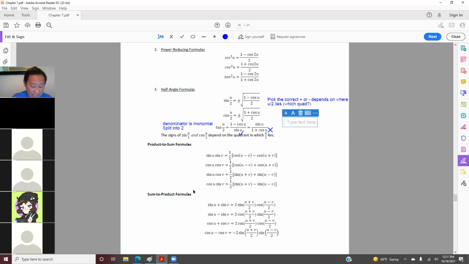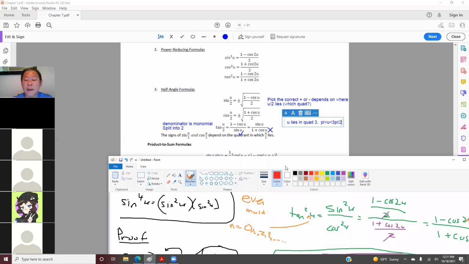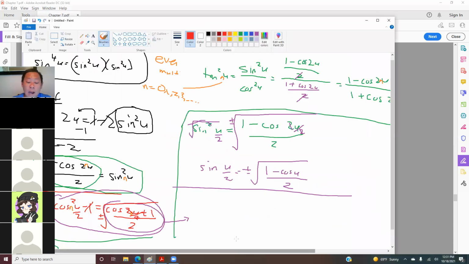So let's say that angle u lies in quadrant 3. If you look at your unit circle, quadrant 3 is between pi and 3 pi over 2. So pi is less than u is less than 3 pi over 2. I'm going to show it to you here so it's better.